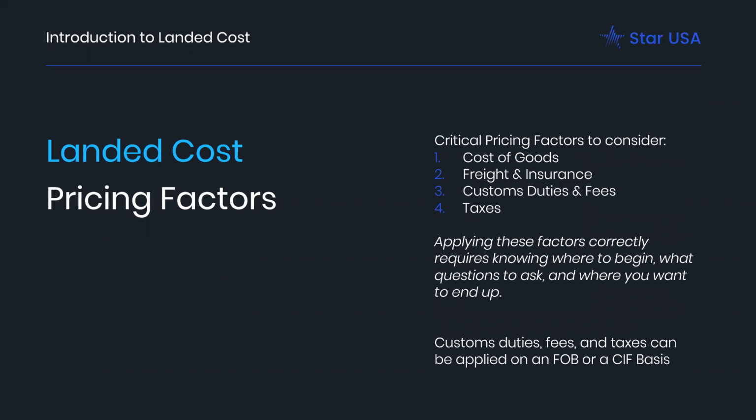I boiled this down to basically 4 key pricing factors to consider when looking at landed cost. And those 4 factors, and we'll examine each of these in some good detail, are the cost of the goods, the freight and the insurance, customs duties and fees, and taxes. And we'll expand a little bit on how each of these can be blown up to be more than just the words that are on the page. But those are the 4 major groupings that we want to consider.